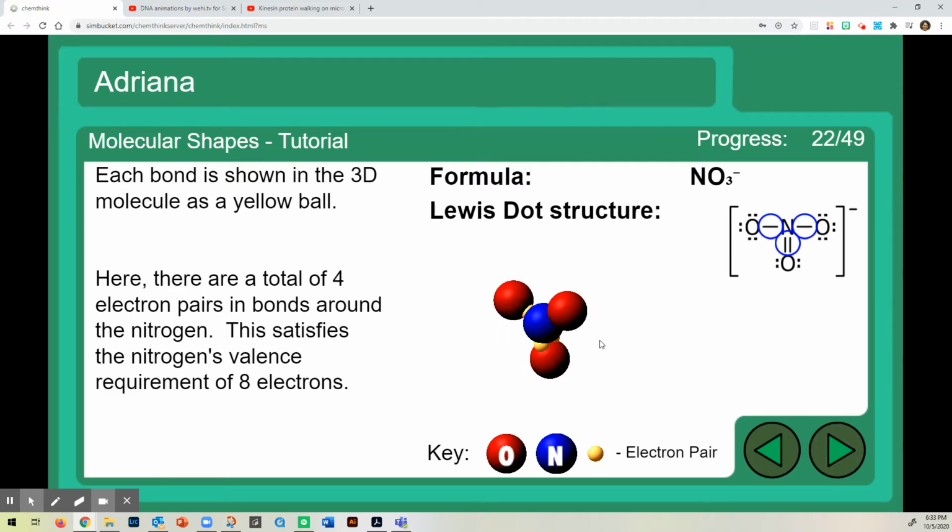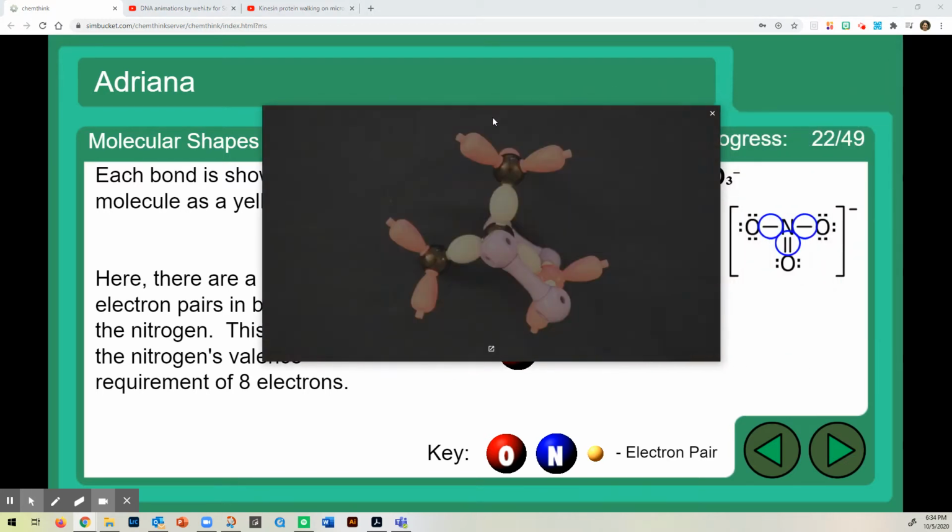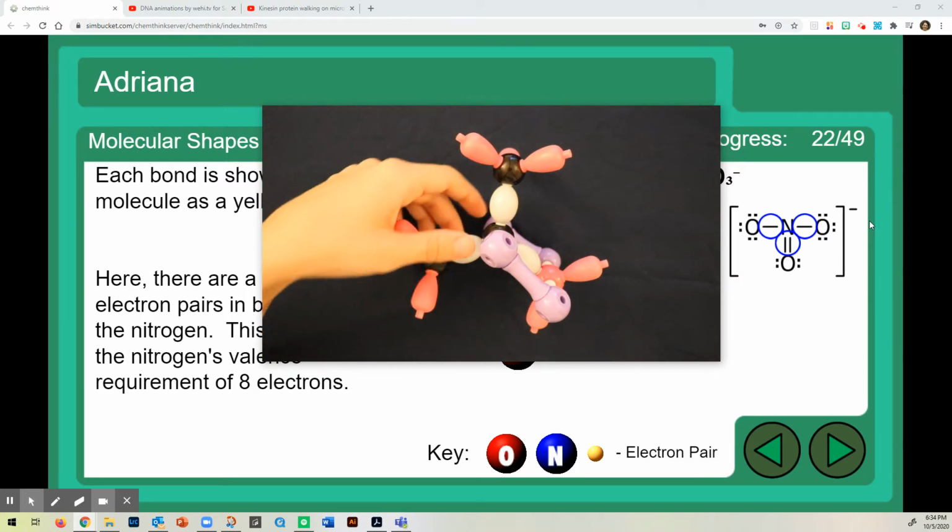And so what that looks like, if we actually show it in our geometric model, if we want to see what shape it makes, is this flat triangular shape. Now notice that we've got a double bond between the nitrogen and one of the oxygen atoms, and then single bonds between nitrogen and the other two oxygen atoms. Just for fun, I'd love to show you again what the model would look like if we're showing that double bond in a little bit more realistic way, showing it as above and below.